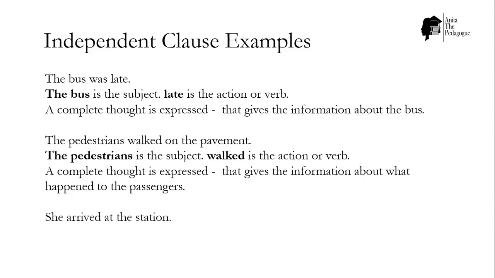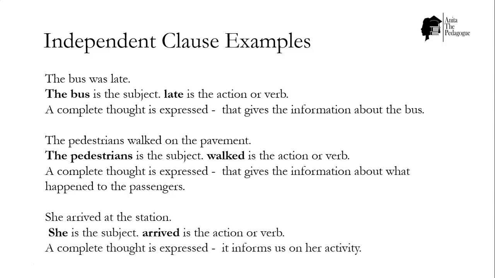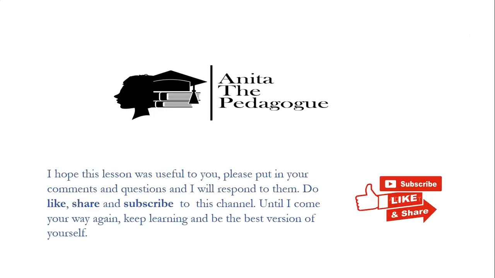We look at our next example. She arrived at the station. She is the subject, arrived is the action or verb, and it gives a complete thought because she arrived at the station. Complete information is given here on her activity. Now this brings us to the end of our lesson on independent clauses.